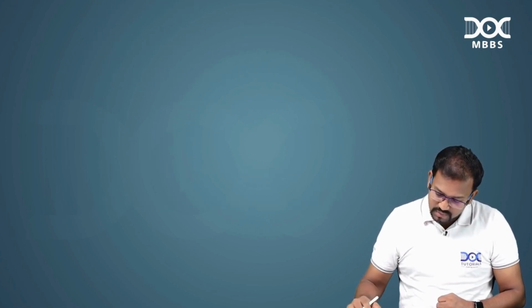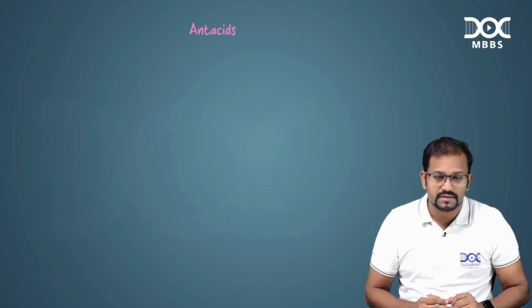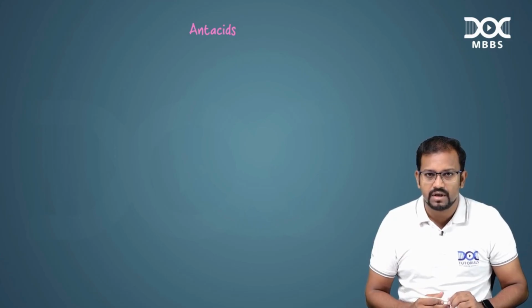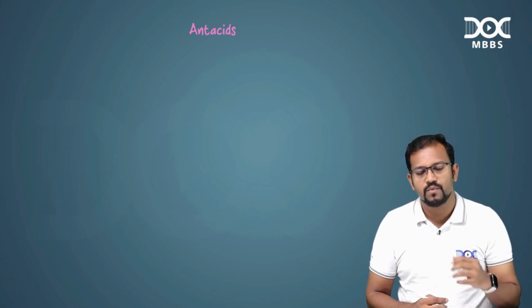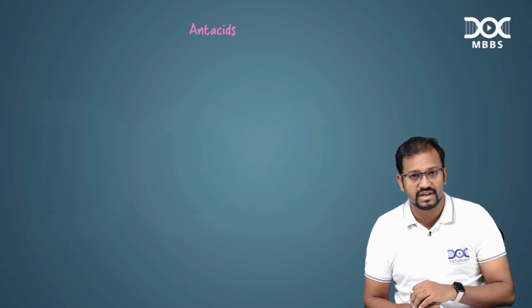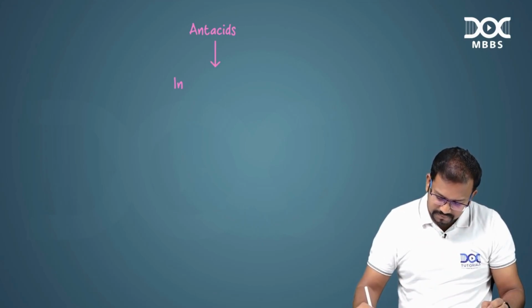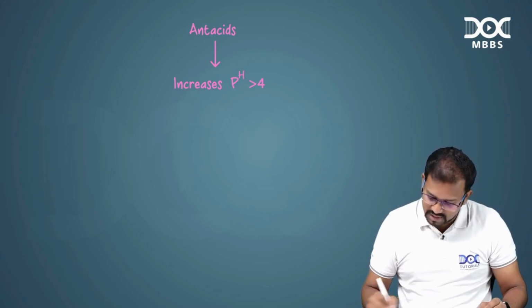Now we'll move on to the next one, antacids. What does the antacid do? Antacids tend to increase the pH, guys. Simple concept. We are giving the bicarbonate, we are giving the mucus, and this bicarbonate and mucus tend to interact with the gastric acid, thereby suppressing it. It tends to increase the pH to more than 4 inside the stomach.